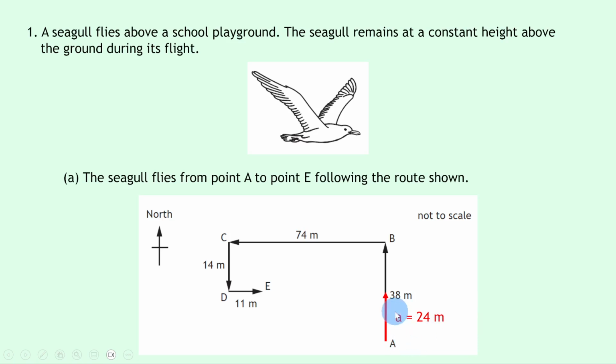The reason I know that's 24 metres is because this full length from A to B was 38 metres, and remember this distance over here was 14 metres. So if I do 38 minus 14, I get this leftover distance here. So that's 24 metres. And our second displacement vector will go from this point to point E here, which is going to be 63 metres in length, and we can label that B. And again, I know that's 63 metres in length because this full length from B to C is 74 metres. This little distance here is 11 metres, so doing 74 take away 11 gives us 63 metres.